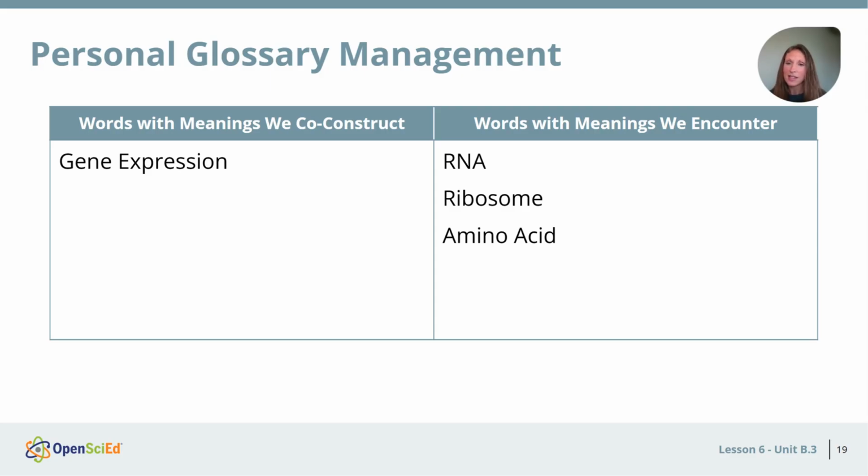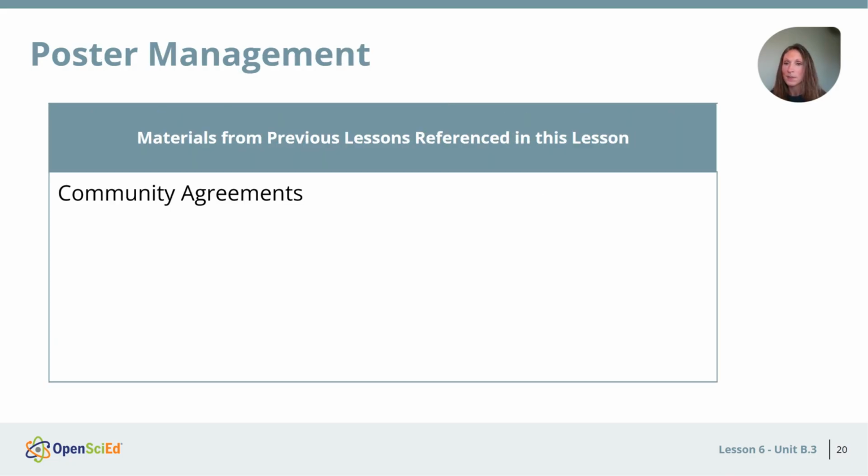In Lesson 6, there is 1 word we co-construct and 3 words we encounter. At the end of the Building Understandings discussion on day 2, students will co-construct the meaning of gene expression and add it to their personal glossaries. And during the reading on day 2, students will encounter the words RNA, ribosome, and amino acid. Each of these words is bolded and described in the reading.